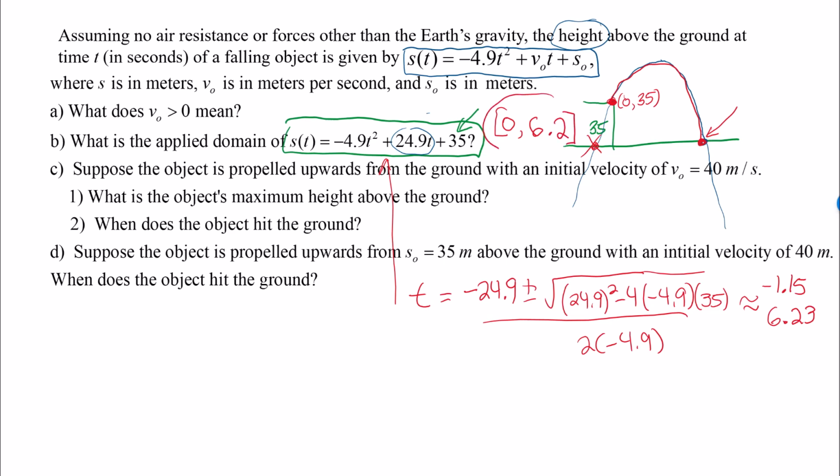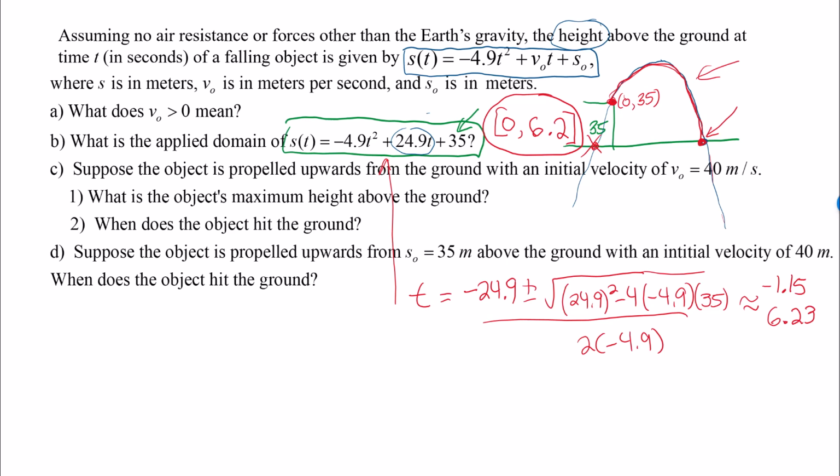And it can equal things between 0 and 6.2, and you can see by my picture why that's the case. Anything outside of there doesn't apply because the function itself will keep tracing this parabola, but the object is just sitting on the ground not doing anything, so we have to stop it at 6.2. Okay, let's look at part C.